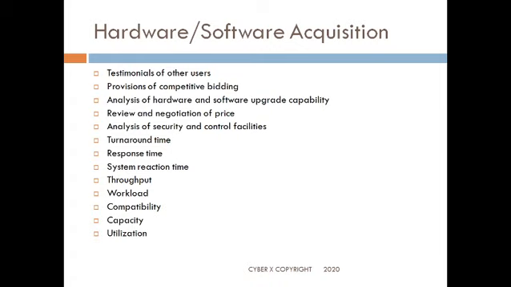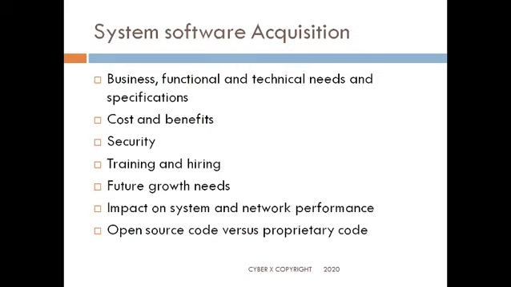It could be testimonials of other users if they are giving something. Are there provisions for competitive bidding so that you have the best bid, the best quality coming in? Analysis of hardware and software upgrade capability. If an upgrade has to happen eventually, and generally most software does have that, what is the capability there? Of course, the price negotiation, and analysis of security and control facilities. Turnaround time, how fast it is to turn around, response time, system reaction time, throughput, workload, compatibility, capacity, and utilization.